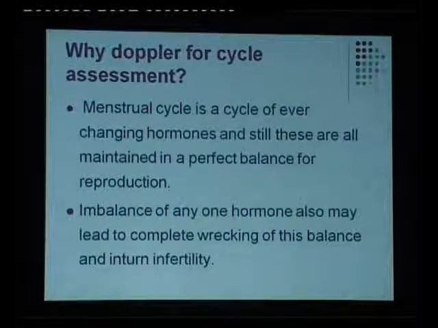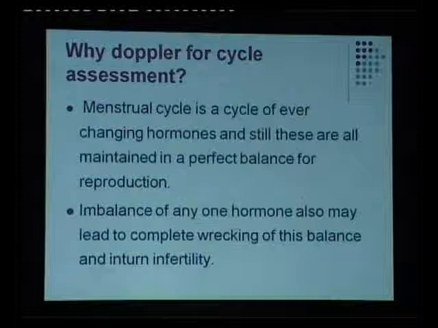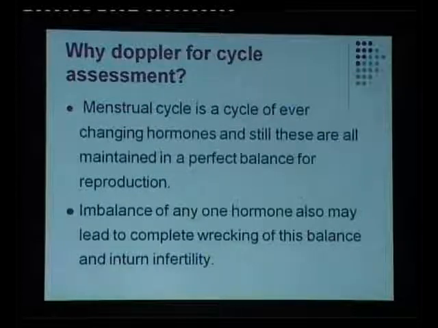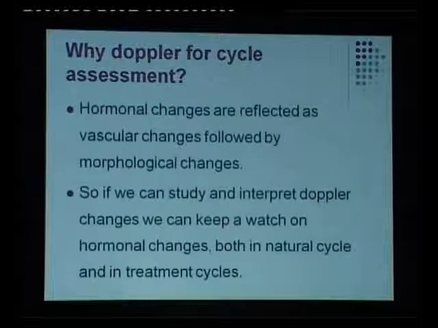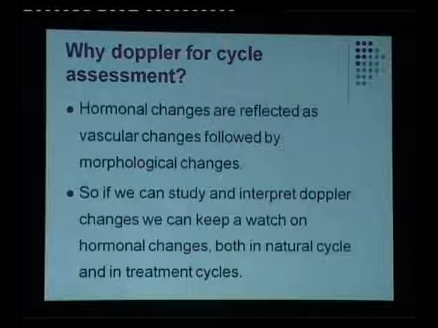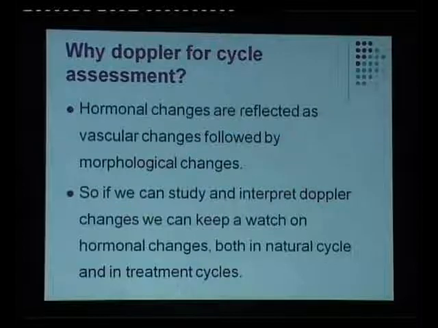Why Doppler for the assessment of the cycle? The menstrual cycle is a cycle of ever-changing hormones, and still these are all maintained in a perfect balance for reproduction. Imbalance of any one hormone, we know, can lead to complete wrecking of this balance and in turn infertility. And these hormonal changes reflect as morphological changes as well as vascular changes, but the vascular changes come first and the morphological changes a little later.